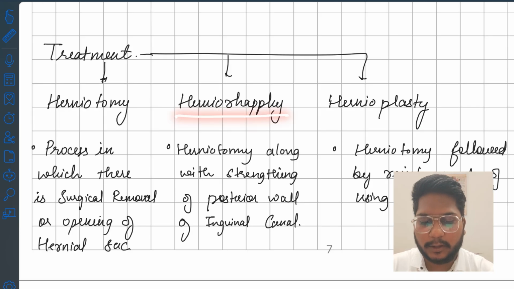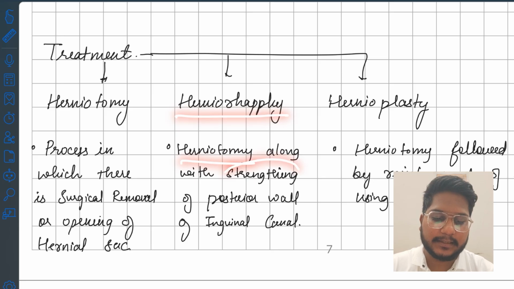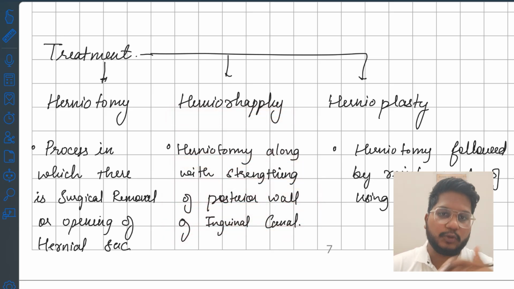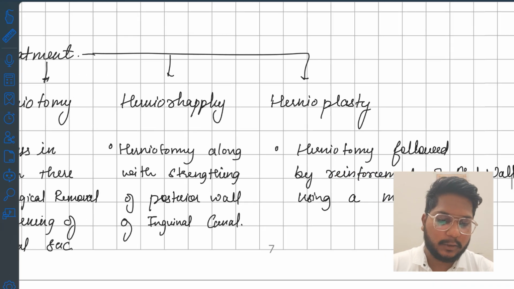Herniorrhaphy: we will do herniotomy, along with which we strengthen the posterior wall of the inguinal canal, which is done by suturing. Then we have hernioplasty.